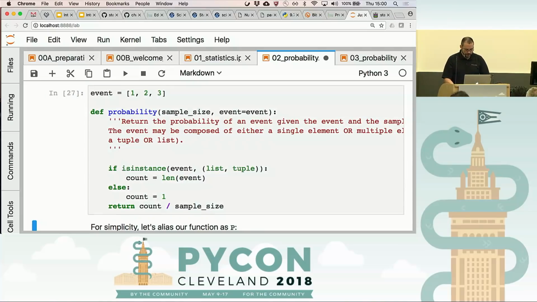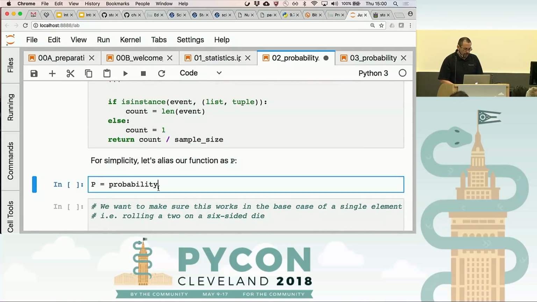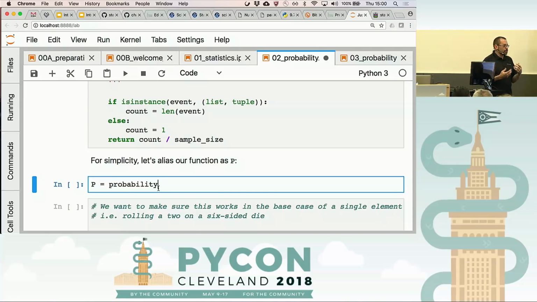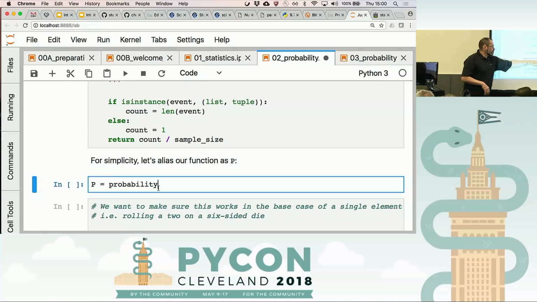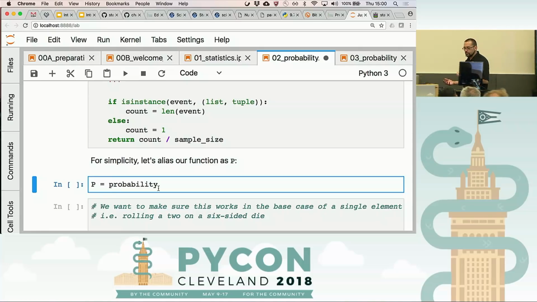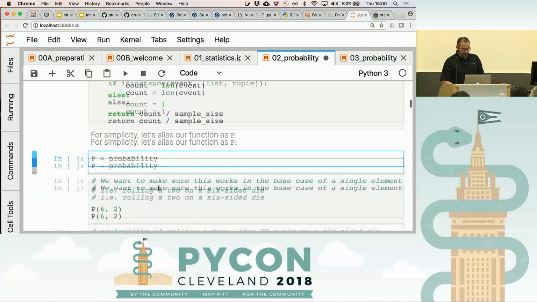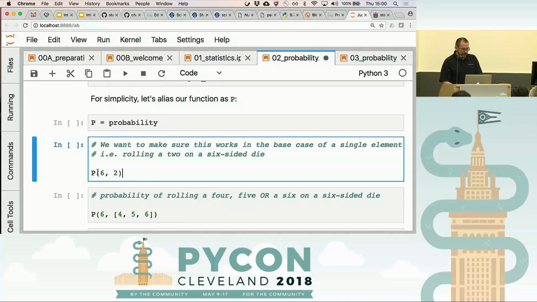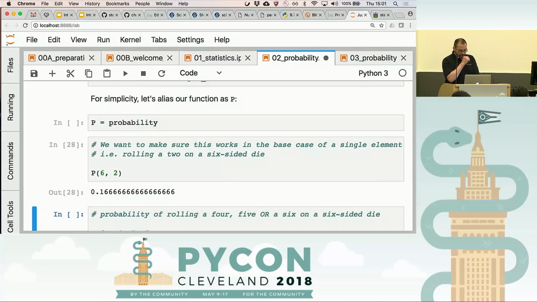It's all good. All right, so one thing that we often do in Python is alias things, maybe give them shorter names. I do not want to type probability a lot, so I'm going to give that function a new name called p, so it'll make it easier to type stuff. So if I have a 6-sided die, I have 6 items in my sample space, and I'm looking for a 2, the probability is 0.16.